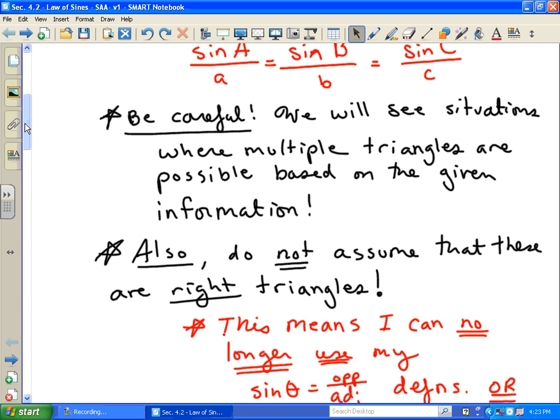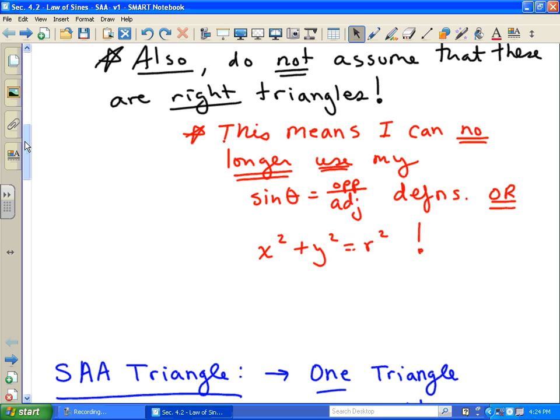Also, make sure that you do not assume that you have a right triangle unless it specifically says that you're given a right triangle or that one of the angles is 90 degrees. What this means is that you can no longer use the definitions of the trig functions, such as sine of theta equals opposite over adjacent. You also can't use x squared plus y squared equals r squared, because each of those definitions is only good for right triangles.